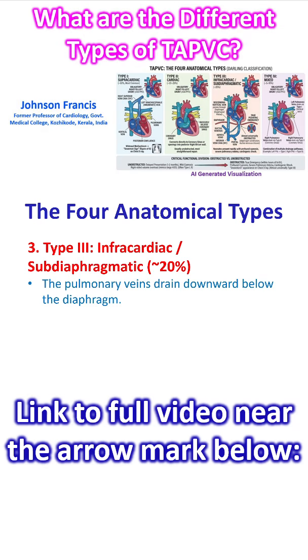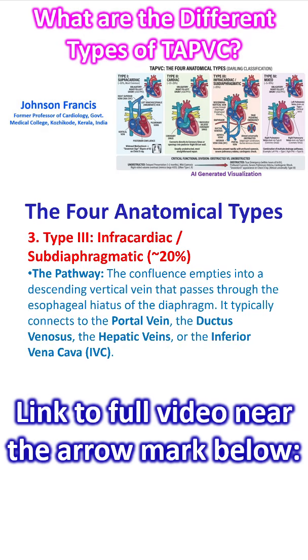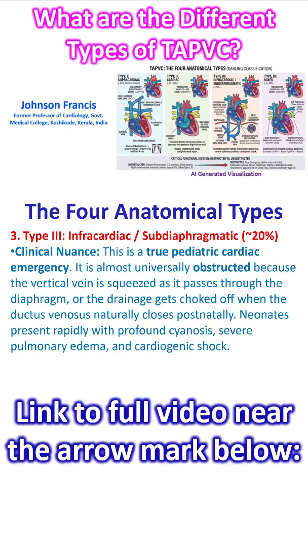The pulmonary veins drain downward below the diaphragm. The confluence empties into a descending vertical vein that passes through the esophageal hiatus of the diaphragm. It typically connects to the portal vein, the ductus venosus, the hepatic veins, or the inferior vena cava. This is a true pediatric cardiac emergency.